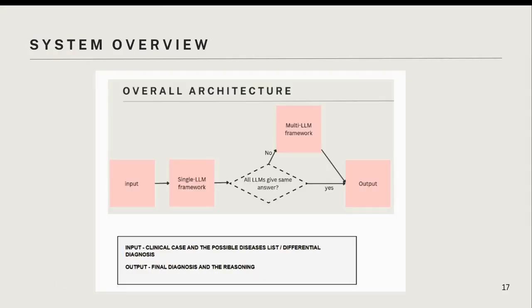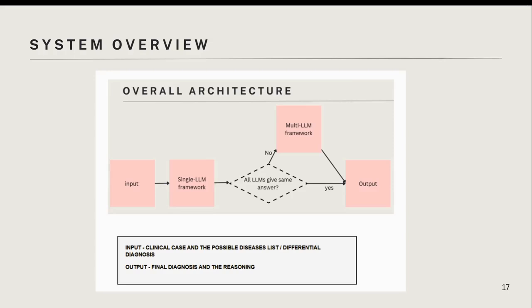So, what is the overall architecture of our system? Initially, we have the input, which is the clinical case and a possible set of diseases. We have two kinds of framework: the single LLM framework and the multiple LLM framework, and finally the output. For the input, we give the clinical case and a possible differential list of diseases. In the single LLM framework, each individual LLM works separately, and gives its final diagnosis and the reasoning. If all the diagnoses are the same, the output is given directly, which is the final diagnosis and the reasoning.